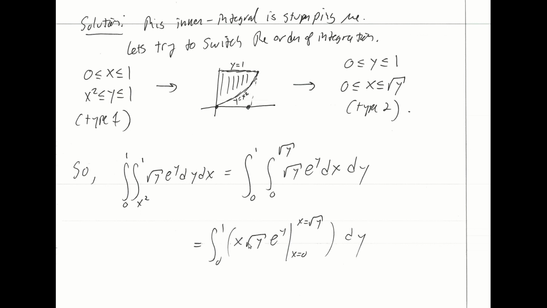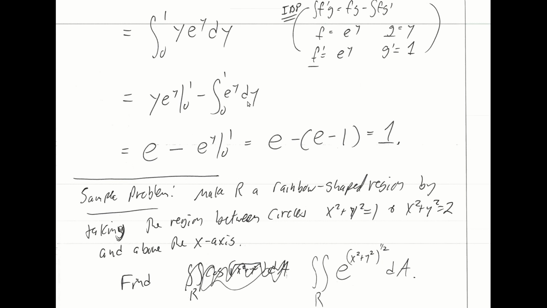Plug in that extra root y, and the square of the root is going to give me y. Plug in 0 and get 0. So I'm left with the integral from 0 to 1 of y e to the y dy. And this is a straightforward integration by parts problem.